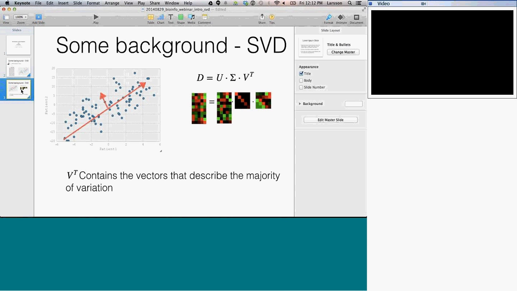And so this is what we're going to be working with today, and specifically we're going to be looking at these vectors that are in the V transpose matrix.